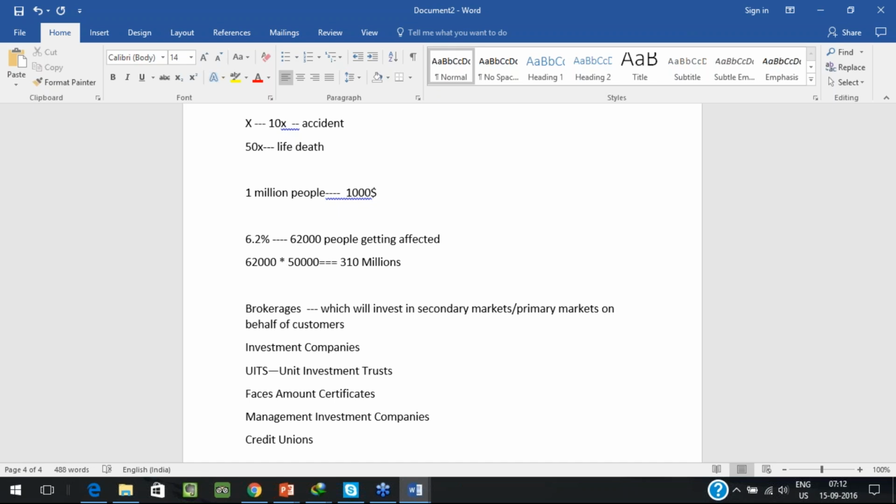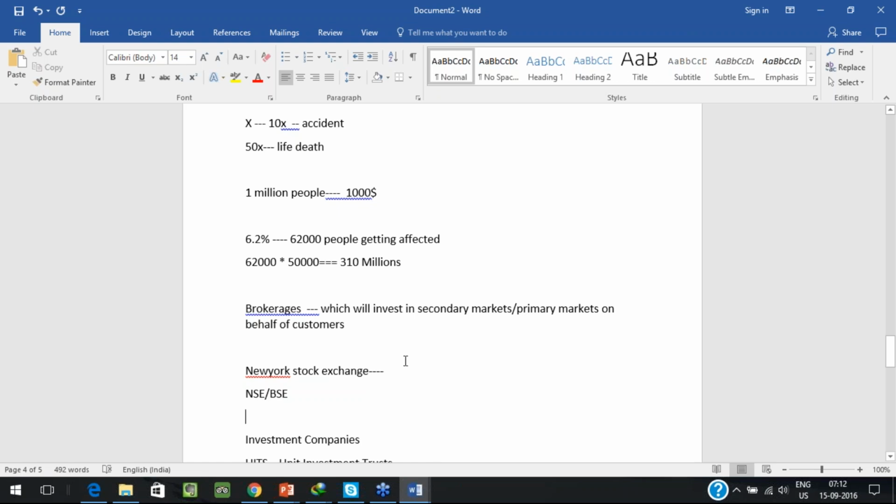There are two major brokerage firms, and there are sub-brokerage firms there. These brokerage firms are authorized to trade in the respective trading organizations in that particular country. So you have the New York Stock Exchange in the USA, and in India it is NSE or BSE. The brokerage firms are authorized to buy stocks in these exchanges.